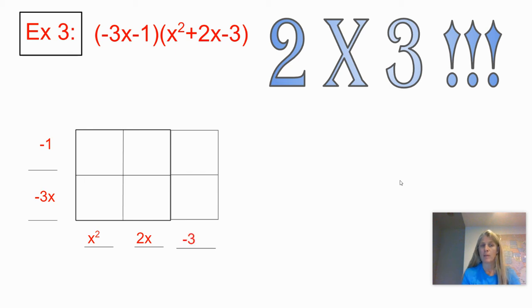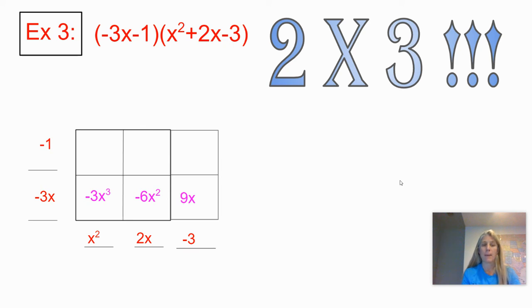Now it's time to multiply, but as you can see, we're going to multiply 6 times instead of 4. So negative 3x times x squared is negative 3x to the third. We have negative 3x times 2x, which is negative 6x squared. Remember, x times x is x squared. We have negative 3x times negative 3, which is 9x. 2 negatives make a positive.